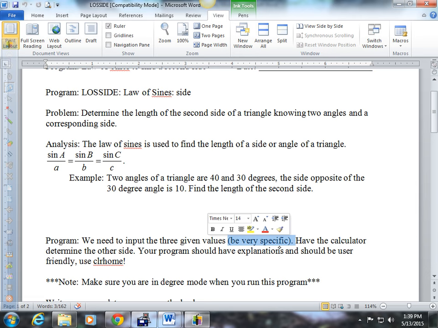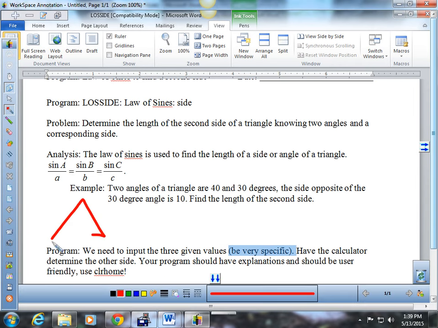I'm even going to go farther. I'm going to say input the corresponding side, stored as whatever, and then corresponding angle, and then second angle or other angle, but you need to be specific when you do that. So let's draw ourselves a diagram up here. Might as well just make it ABC. We'll make angle A be the 30-degree angle. We'll make B be the 40-degree angle, and it says the side opposite of the 30-degree angle. Which side is opposite of the 30-degree angle? Side a. Yep. Side a is 10.